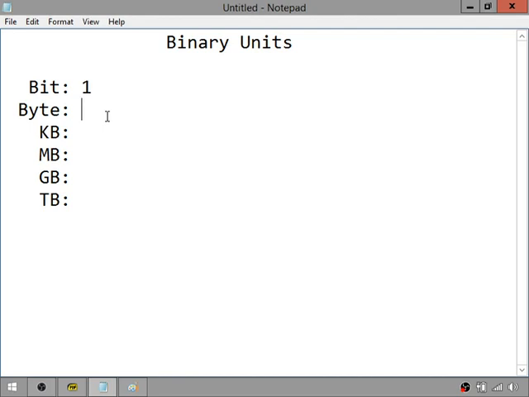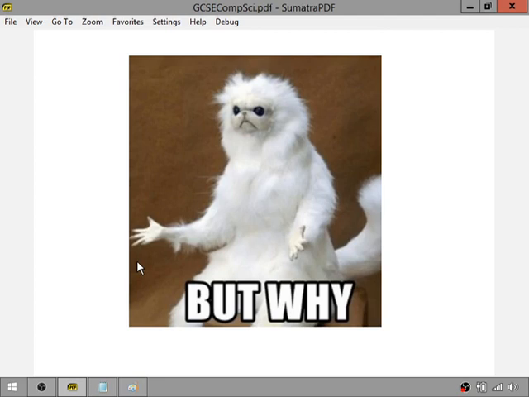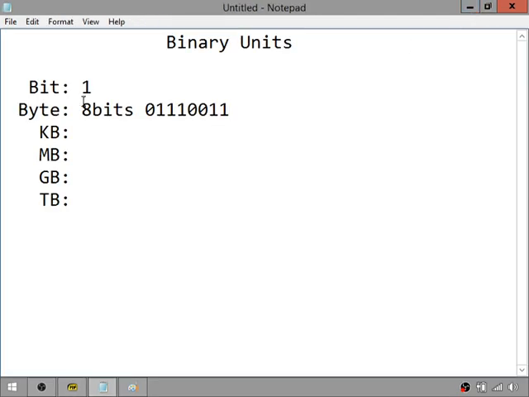A byte is 8 bits. An example, 01110011. There you go, there's an example of a byte. You're probably thinking, but why is it 8? Why not just go for 10 or 12 or 11 if you're feeling really sadistic? The short answer, because some dude in the 50s said so. I suppose at the time it just seemed like a nice whole number to work with.